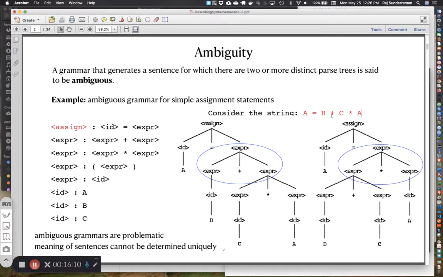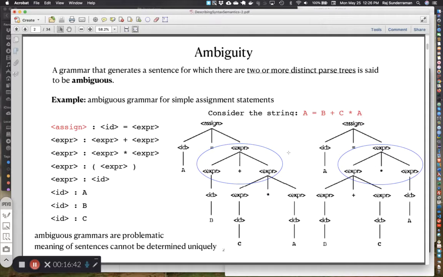Because times has a higher priority over plus, so you want to do the multiplication first. So the first parse tree is really the meaning which the programmer has in mind when they write that expression, of course without using parentheses. But the second one is also a plausible order of calculation where the plus happens first and then the multiplication. And what if the compiler chooses the second one to implement? Because it's got two choices, right? This or this, and then that'll be a disaster, right?